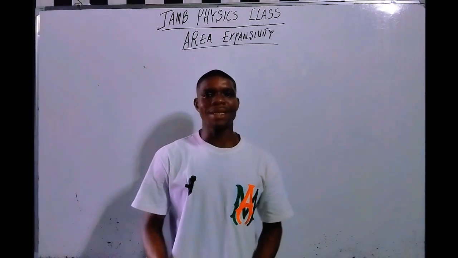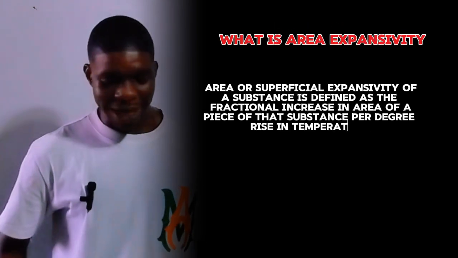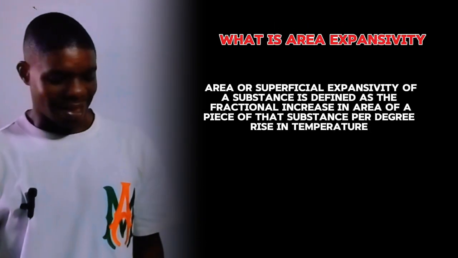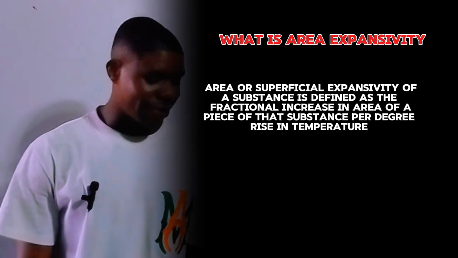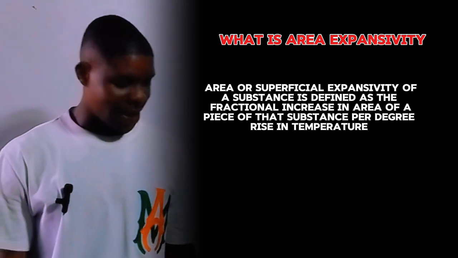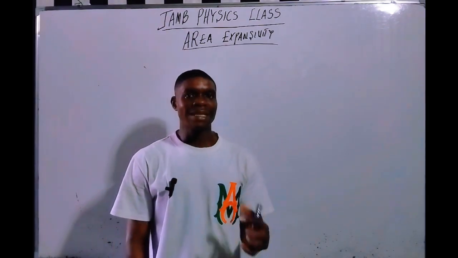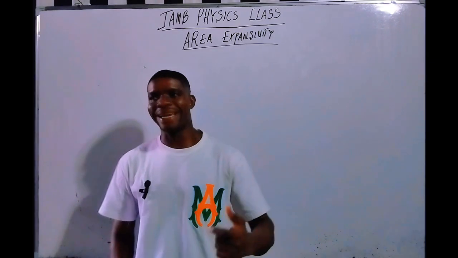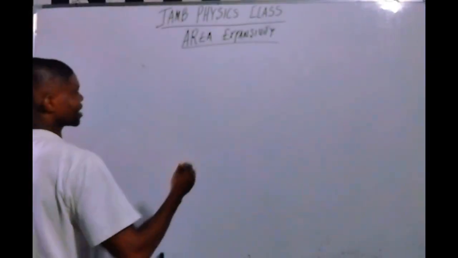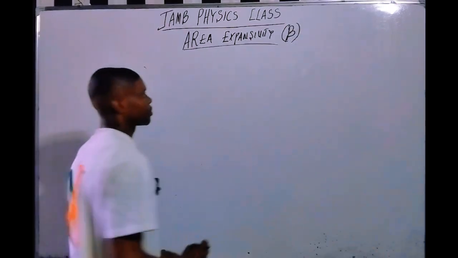So what is area expansivity? Area expansivity, or superficial expansivity, of a substance is defined as the fractional increase in area of a piece of that substance per degree rise in temperature. Do you understand? So the fractional increase in area per degree rise in temperature of that substance is called area expansivity. Now the symbol is beta.